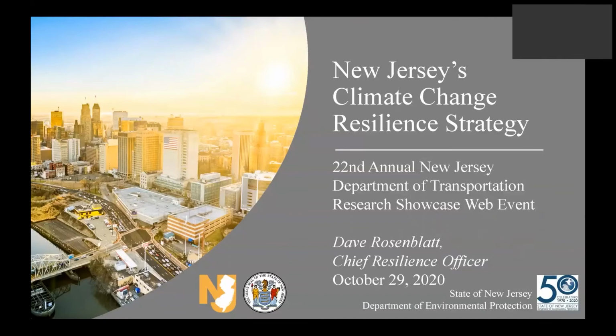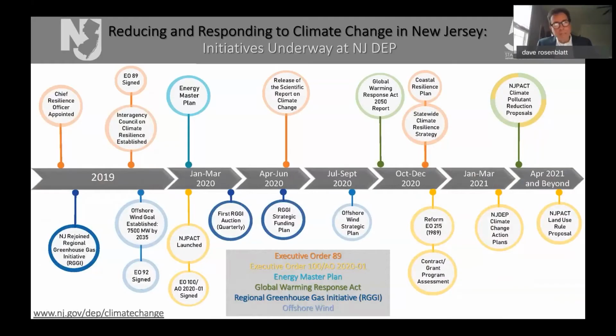Good morning, all. I am Dave Rosenblatt, Assistant Commissioner for Climate and Flood Resilience. I'm also the state's first Chief Resilience Officer. Last year, about this time, Governor Murphy signed Executive Order 89, which required of the department the development of several products. The first was the scientific report on climate change, the Coastal Resilience Plan, and the statewide climate resilience strategy. Those efforts that are under me are circled in orange. All the other circles are activities related to greenhouse gas mitigation, other types of resilience.